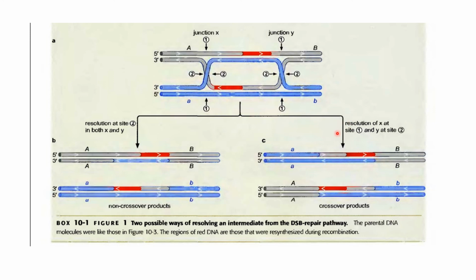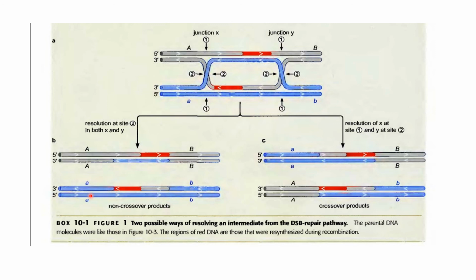Now here this product is formed when the resolution at junction X takes place vertically. If the cutting takes place vertically at junction X and horizontally at junction Y, then what will happen? In that case it will result in production of the crossover product. Now what is the difference between crossover and non-crossover products? In the non-crossover product, if you compare, these are two chromosomes which are produced by the recombination.